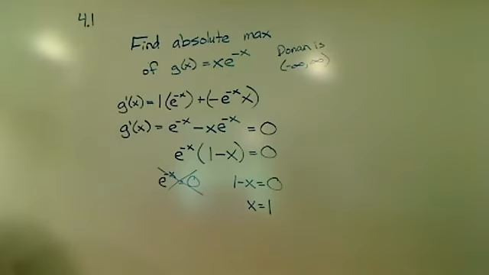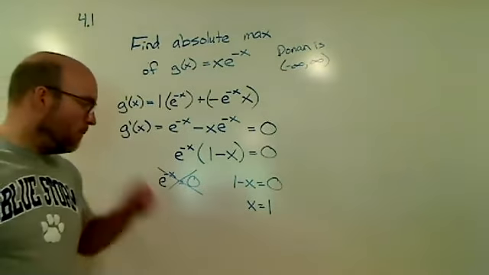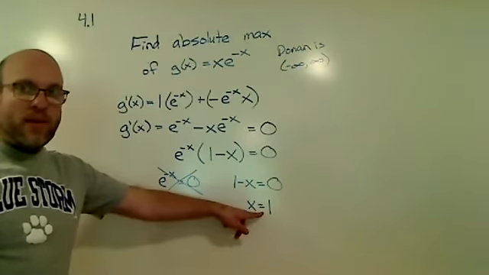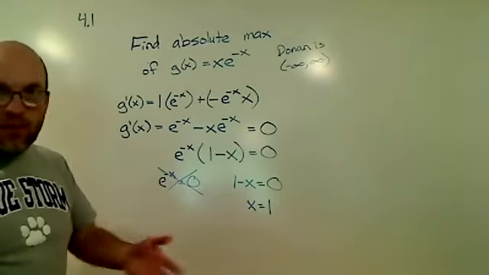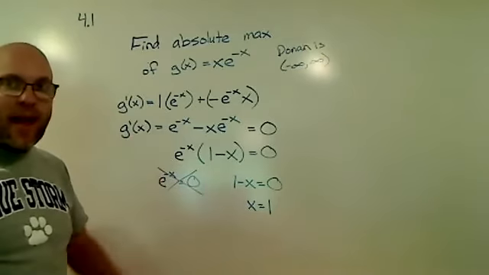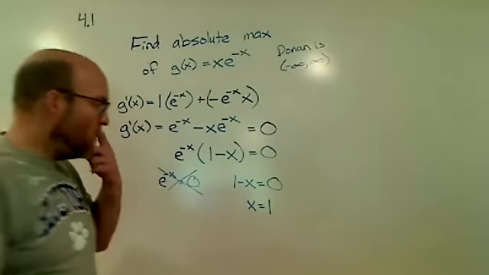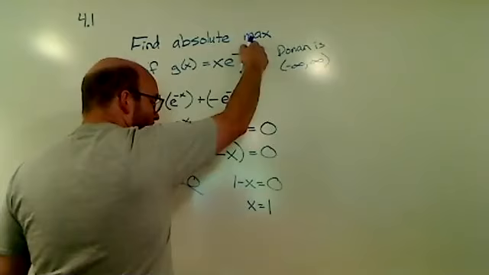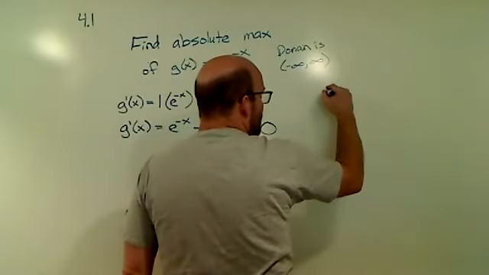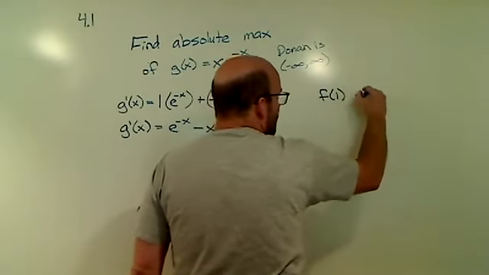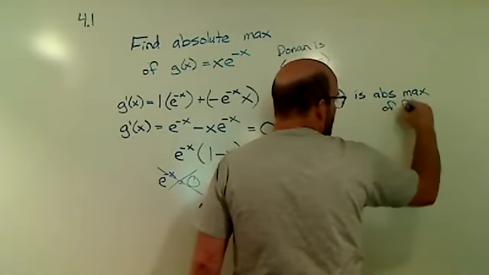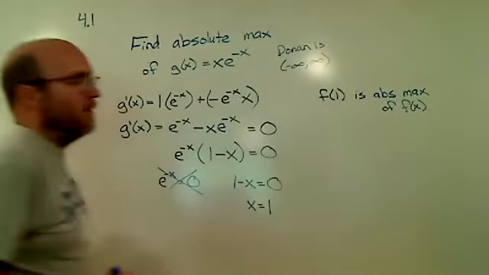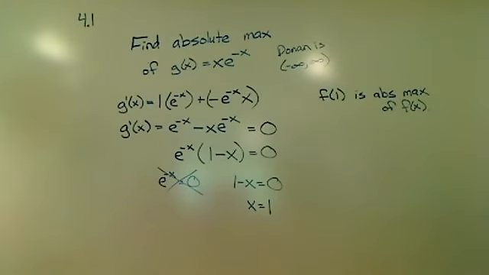Okay. So this is where that theorem that we had before comes into play. There's one critical value, which means there's going to be one local maximum or local minimum, which means it's automatically going to be the absolute maximum or the absolute minimum. So what we know right now is that f evaluated at 1 is going to be the absolute maximum of the function f of x. We're going to double check and make sure it's a maximum in just a moment.